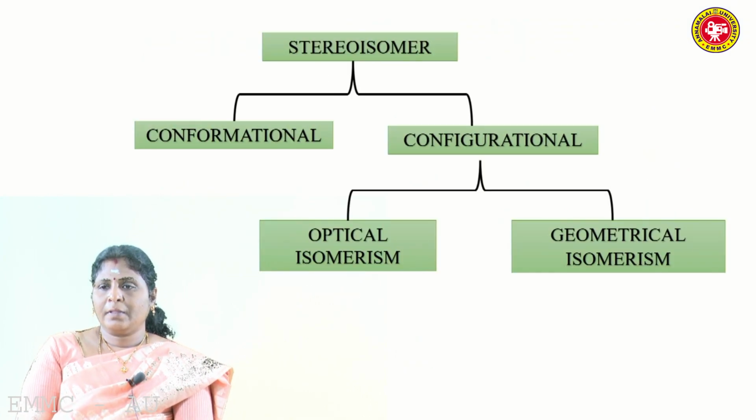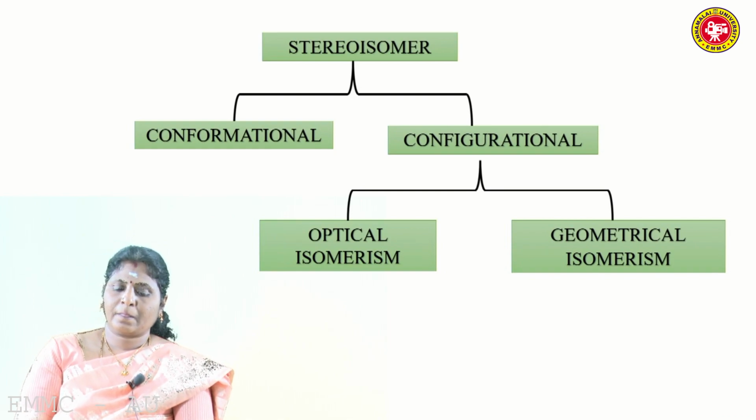Stereoisomers are classified into two major categories. One is conformational isomerism, another one is configurational isomerism. Conformational isomers arise out of the momentary spatial arrangement of atoms and groups arising out of the C-C single bond rotation. But the configurational isomers differ only in their spatial arrangement. That means the atoms and groups attached to the carbon atom may differ in both the isomers.